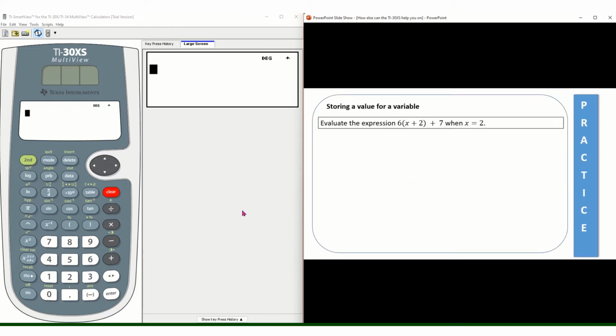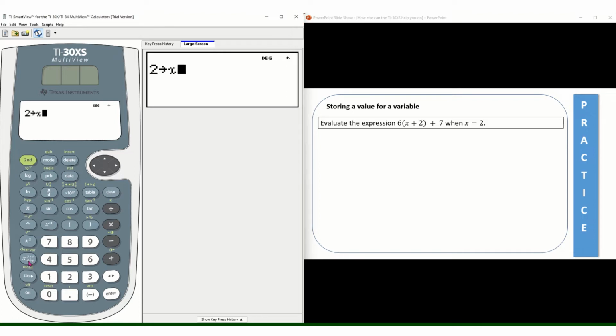So let's go ahead and take a look at an example. Evaluate the expression 6 times (x plus 2) plus 7 when x equals 2. So on my calculator, I need to store 2 as the value for x. The keys I'm going to use are in this bottom left-hand corner. I have the STO key, which is above the ON key, and then my variable key. Your variables are x, y, z, t, a, b, and c. The more you press this key, the more it's going to cycle through, so be aware how many times you've pressed this key.